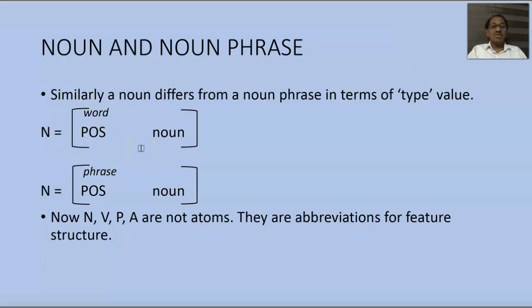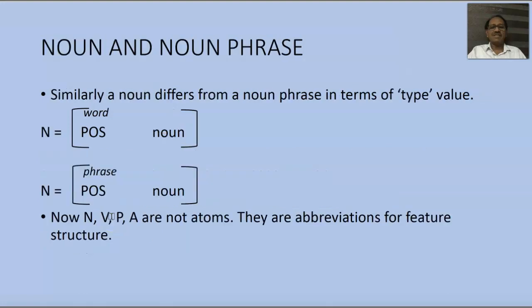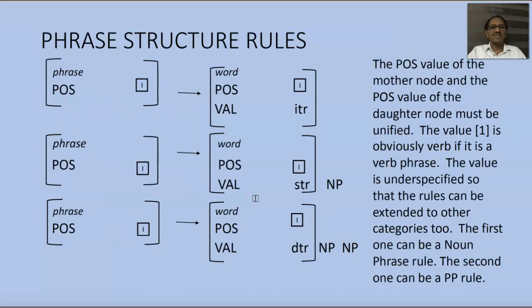So now what we have is nouns, verbs, prepositions, adjectives are not atoms. They are feature structures. In fact, they are abbreviations for feature structures. Right? A noun has a feature structure, a verb has a feature structure, a verb phrase has a feature structure, a noun phrase also has a feature structure. So noun, noun phrase, verb, verb phrase, preposition, etc. are all only abbreviations which we use for the feature structures. Now let's look at the phrase structure rules.